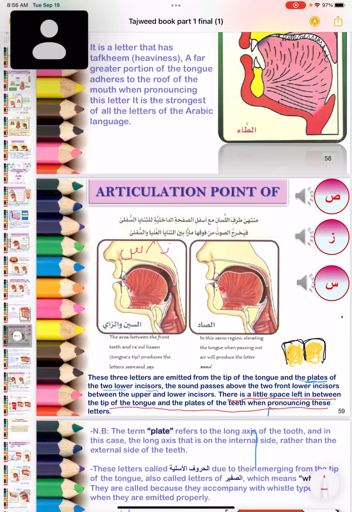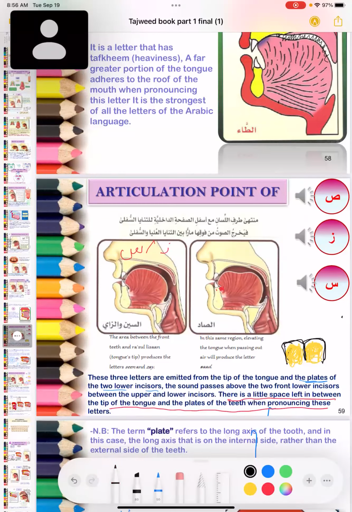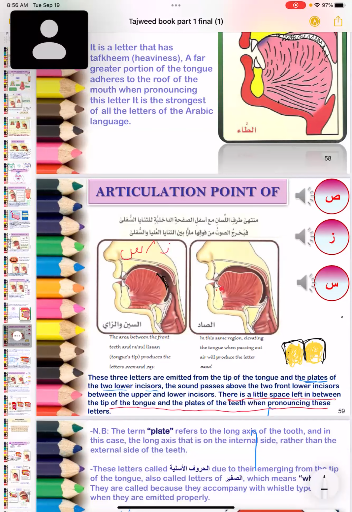Okay, so this is a picture. If you notice the back of the tongue here is lowered compared to the back of the tongue over here for Sod. The back of the tongue for Sod was raised up, but the back of the tongue for Sin and Zai is lowered. So what does that make it? When the back of the tongue is lowered, it makes the sound thin. And that's why it's called istifal or tarqiq. So let's write both these letters are tarqiq. Why? Because the back of the tongue is lowered.